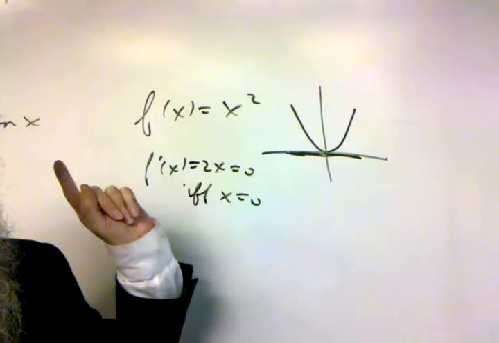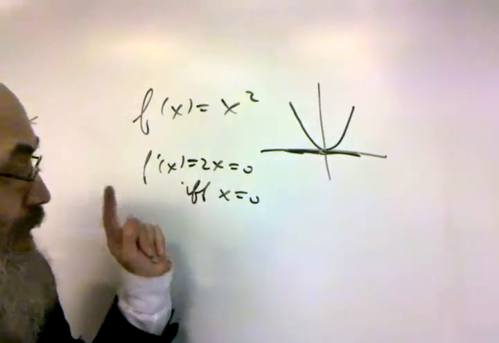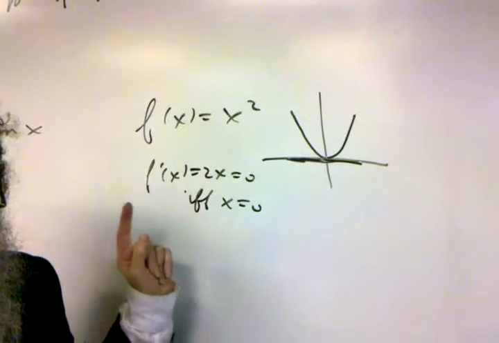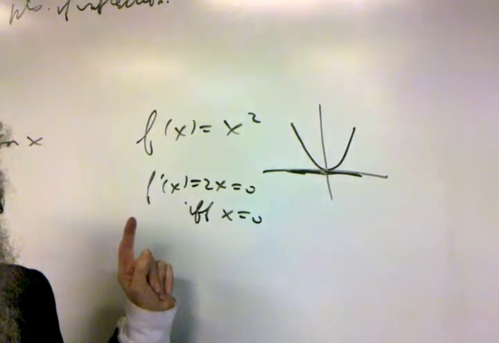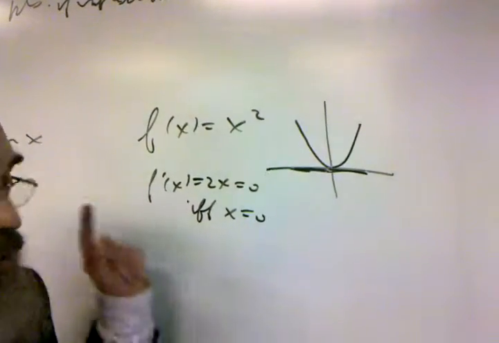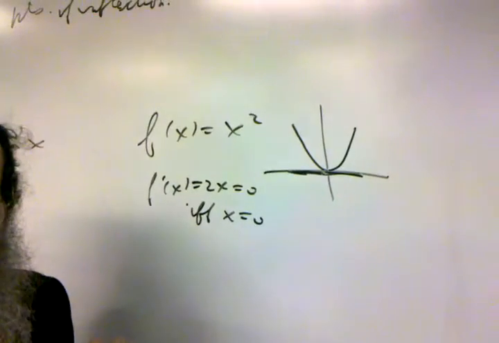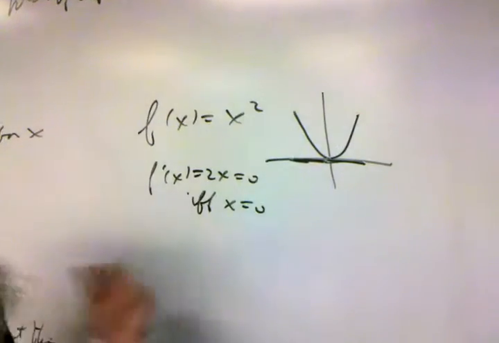Minimum or maximum means the value of f, not the value of x, not the value of f prime, but the value of f is a max or a minimum. When you say max or minimum, we're talking about the value of f of x, the value of y. When we talk about critical value, we're talking about the value of x that causes that value of y to take place. So this is a candidate.